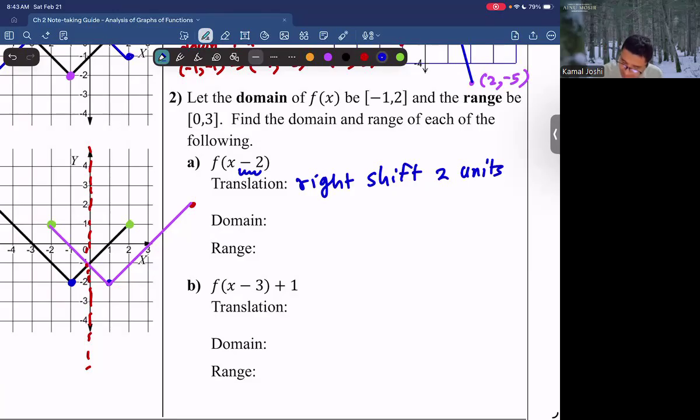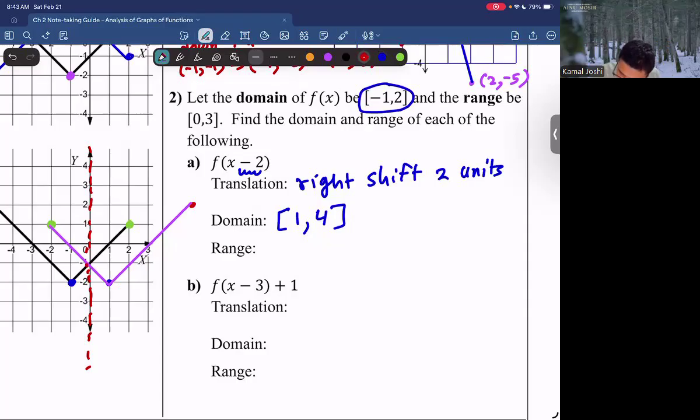As a result, the new domain: that's your old domain, you shift it 2 units to the right. The -1 will go to 1 and the 2 will go to 4. Think about that: add 2 to both of them. The interval from -1 to 2 goes to the interval from 1 to 4. Shift it to the right.